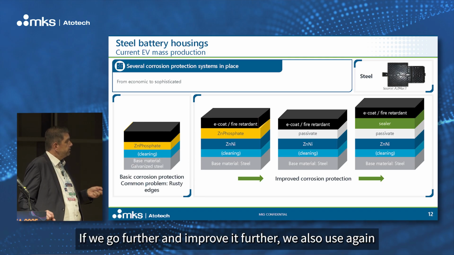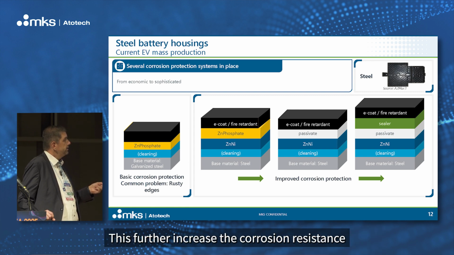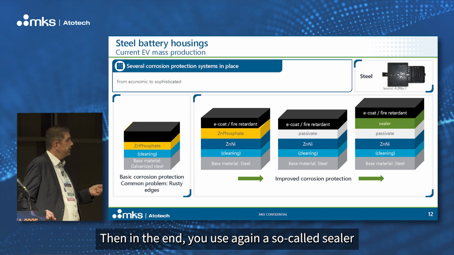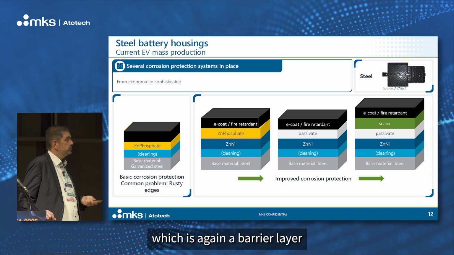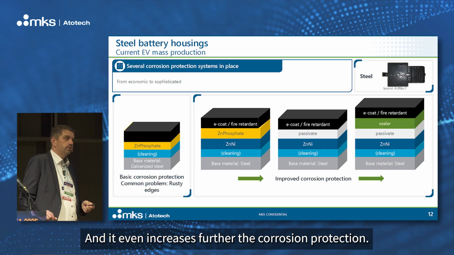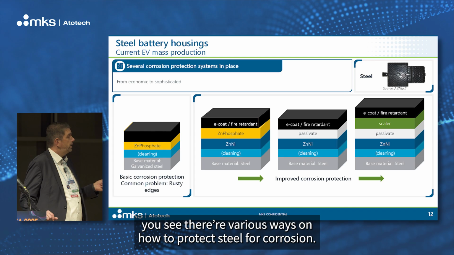If we go further and improve it further, we also use again a passive layer on the zinc nickel, replacing the zinc phosphate. This further increases the corrosion resistance. And the most sophisticated, most long-lasting system, in the end you use again a so-called sealer, which is again a barrier layer, like a sealer of the whole system, and it even increases further the corrosion protection. So depending on the requirements and the economics, you see there are various ways on how to protect steel from corrosion.